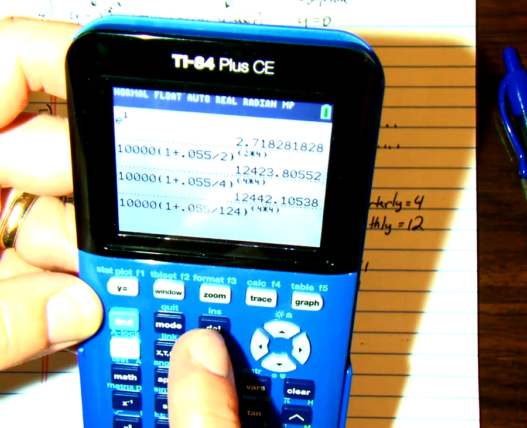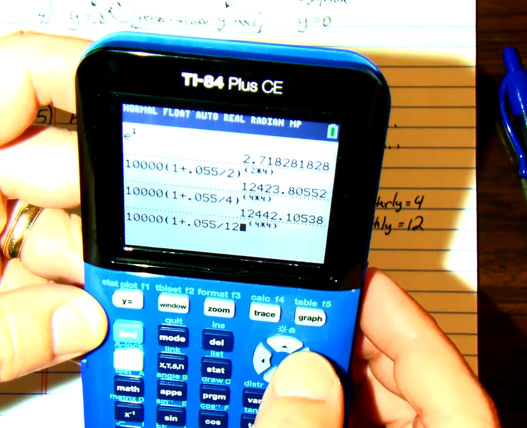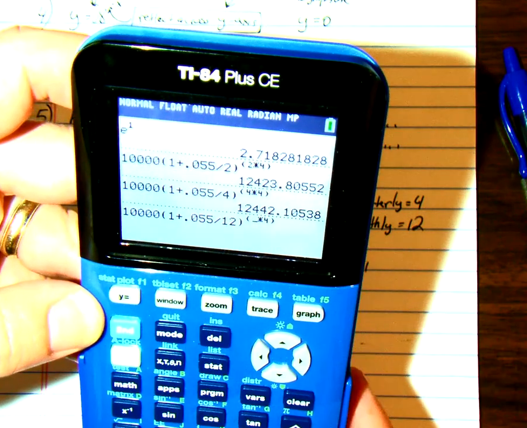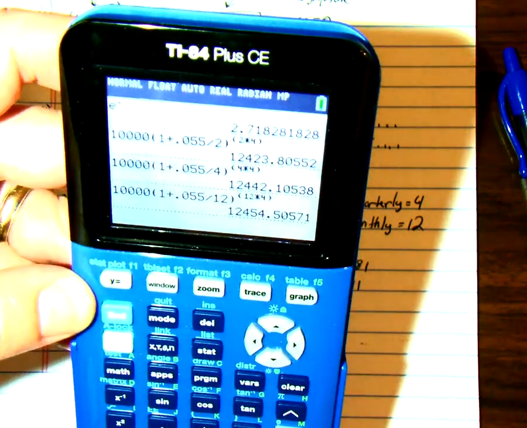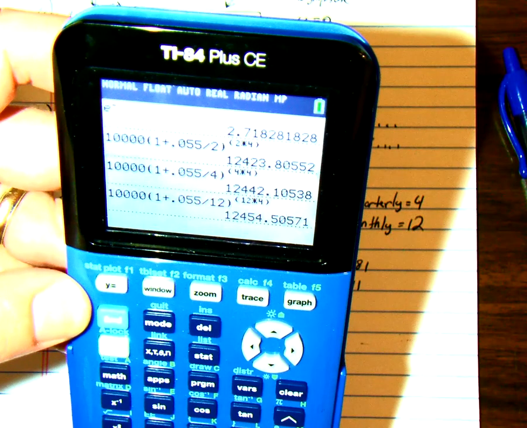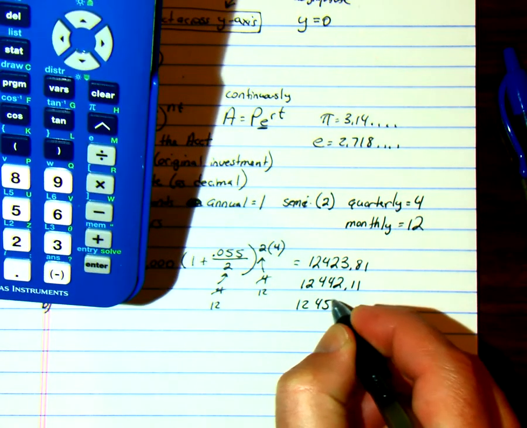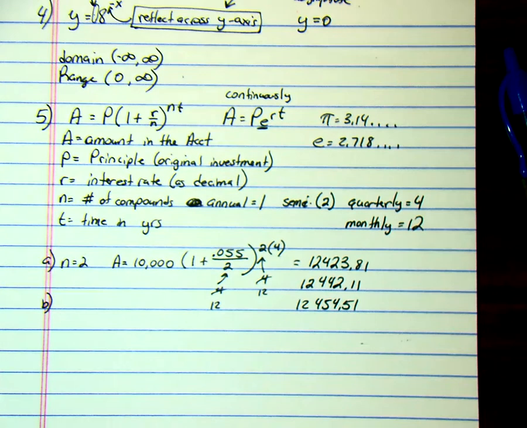So now it inserted the 12 instead of typing over the 4. Then I'm going to hit the delete button, which deletes the 4, and puts me back into type over mode. Same thing over here: I go into insert mode, put a 12 in there, and delete the 4. Now we see we have 12,454.51. So we've gained $31 in interest by compounding monthly over a 4-year time.